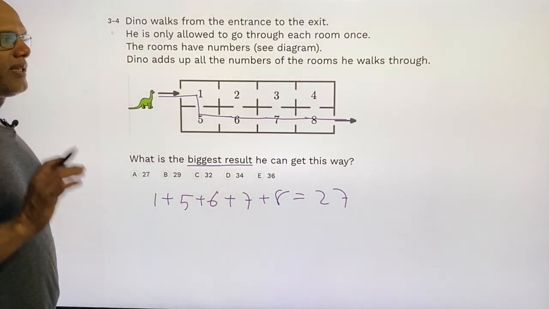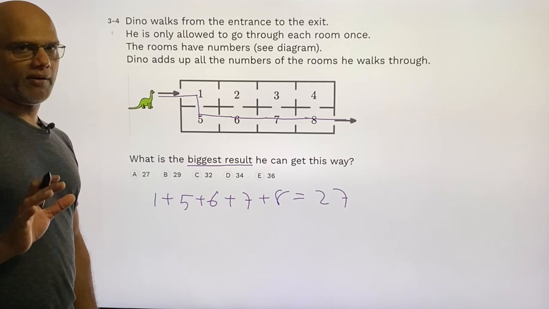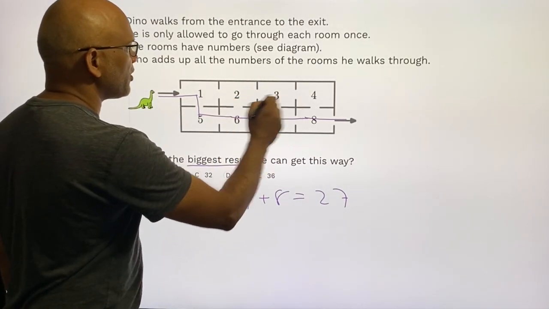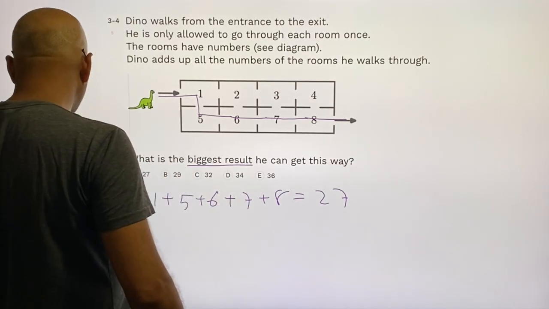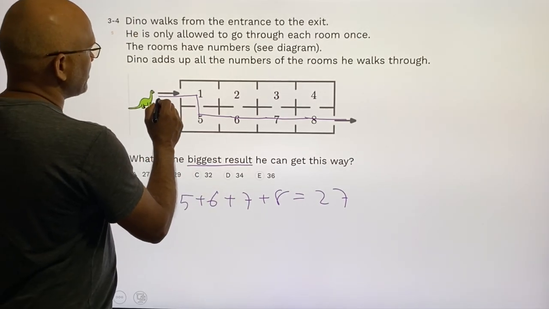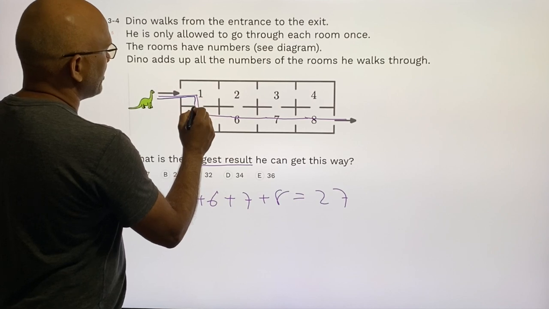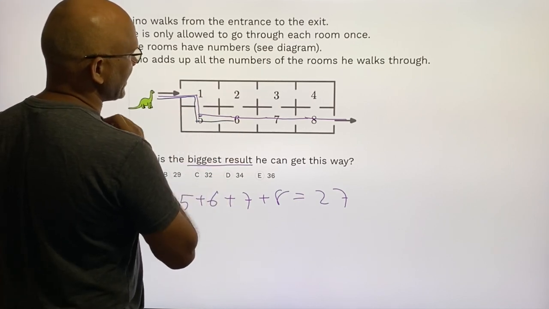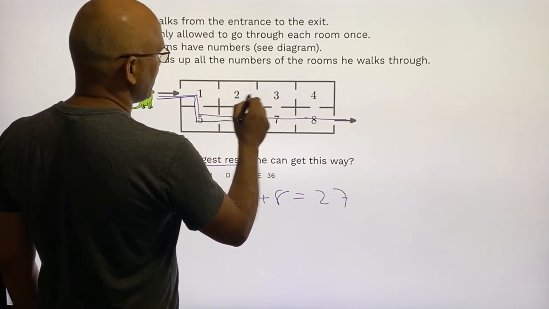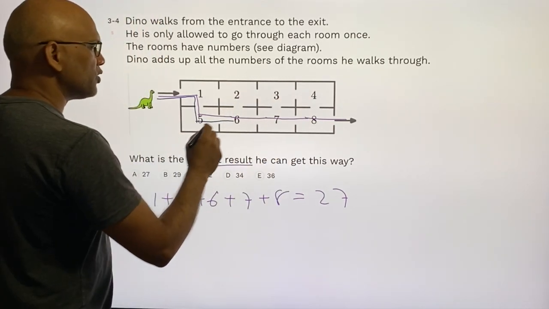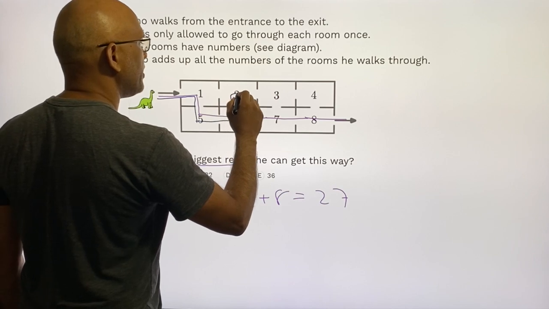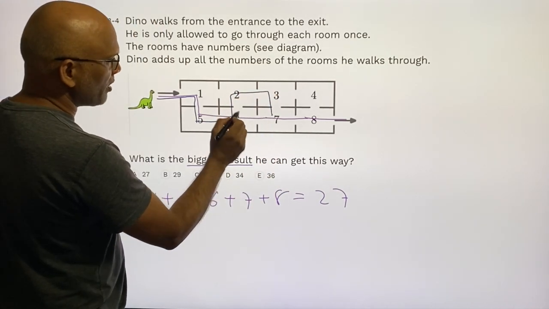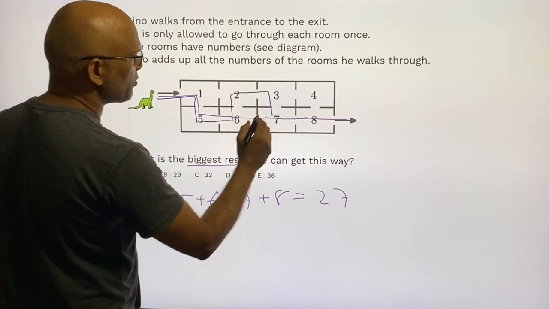But if we think a little bit more carefully, can I also try to grab some of the numbers that I'm missing here? So let me change the pen color. I still enter it from 1, go to 5 because I want the bigger number. When I arrive at 6, I'm missing 2, 3 and 4. So can I try to go up like this so that I get the bigger numbers but also try to grab two of the smaller numbers?